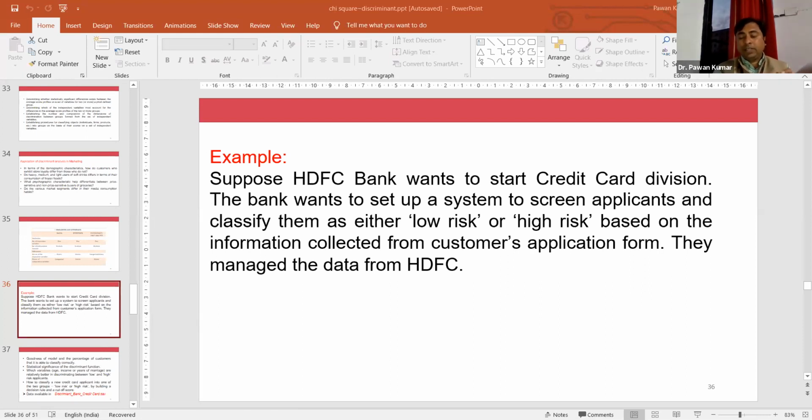Okay, so what is there? Income, CIBIL score, age, gender, these you will definitely seek as observations from the survey.